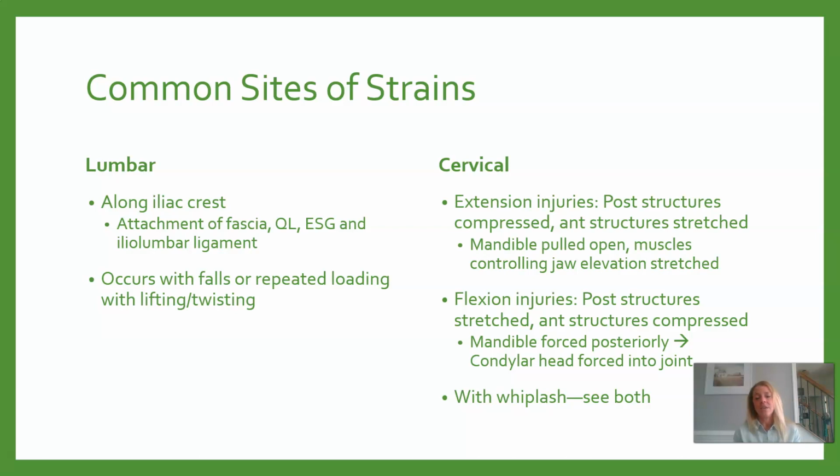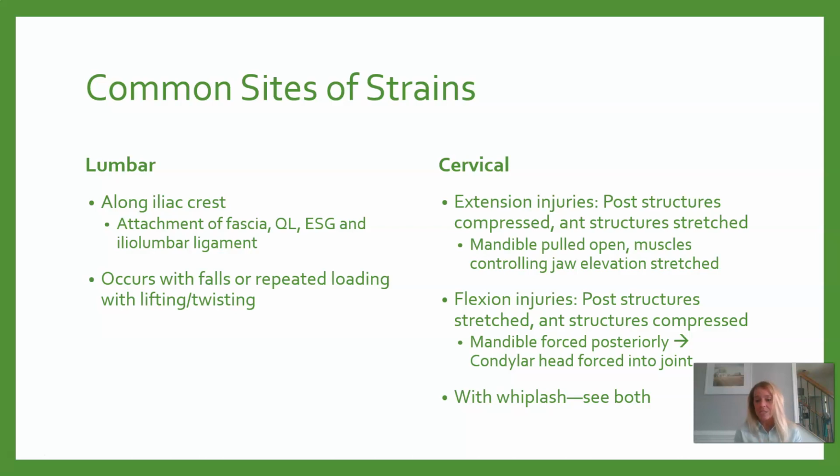And then we can also see flexion-based injuries where the posterior structures of the cervical spine are going to be stretched and the anterior structures are compressed. When you're forced into flexion of the cervical spine, the mandible is going to be forced more posteriorly, which pushes the condylar head up into the joint and can cause some TMJ issues.